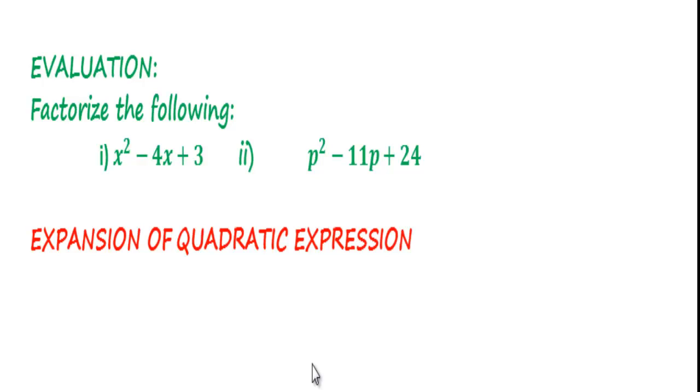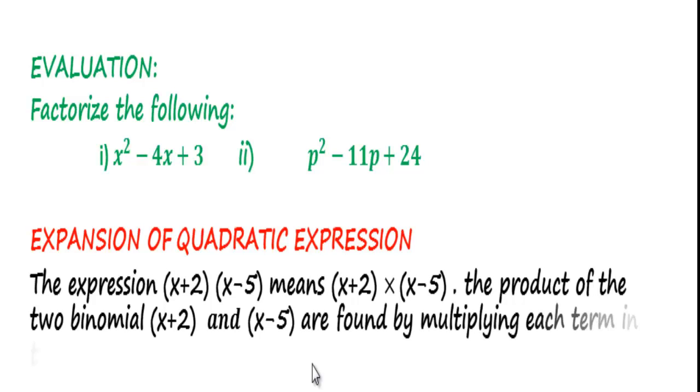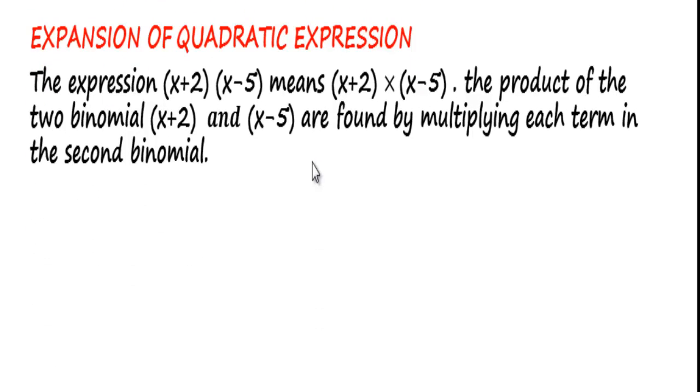Now let's go to expansion of quadratic expression. What we did was a factorization of quadratic expression. Now the second lesson is expansion of quadratic expression. This expression x plus 2 and x minus 5 means open bracket x plus 2 close the bracket times open bracket x minus 5 close the bracket. The product of the two binomials x plus 2 and x minus 5 is found by multiplying each term in the second binomial. When you want to expand them, you are going to multiply them together.